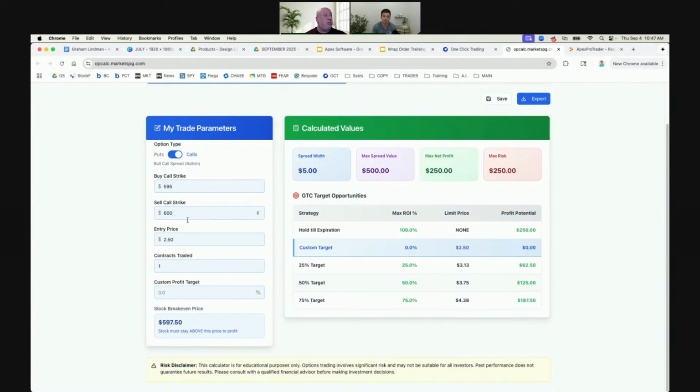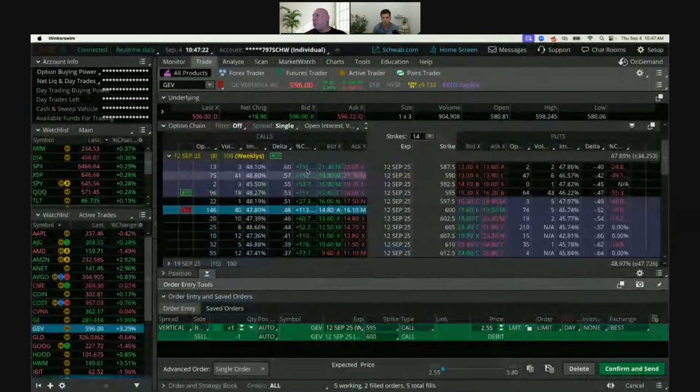We can see that all here. If we enter, let's say we enter for 260, the calculator does the work for you. And with the wrap order or debit spreads, you want to enter for the lowest price possible. But here we have an entry at 260, and it gives you the same odds. It also tells you the ROI percentage, 92%. All right, so what does that really mean?